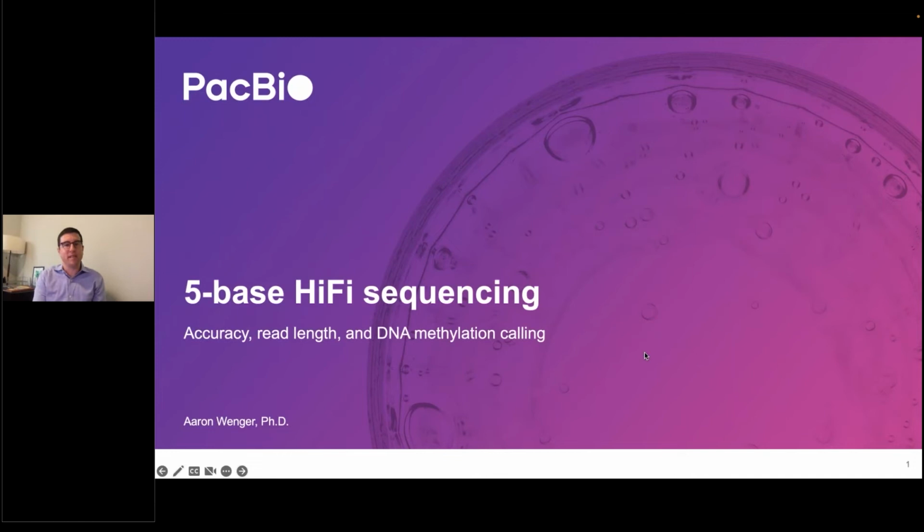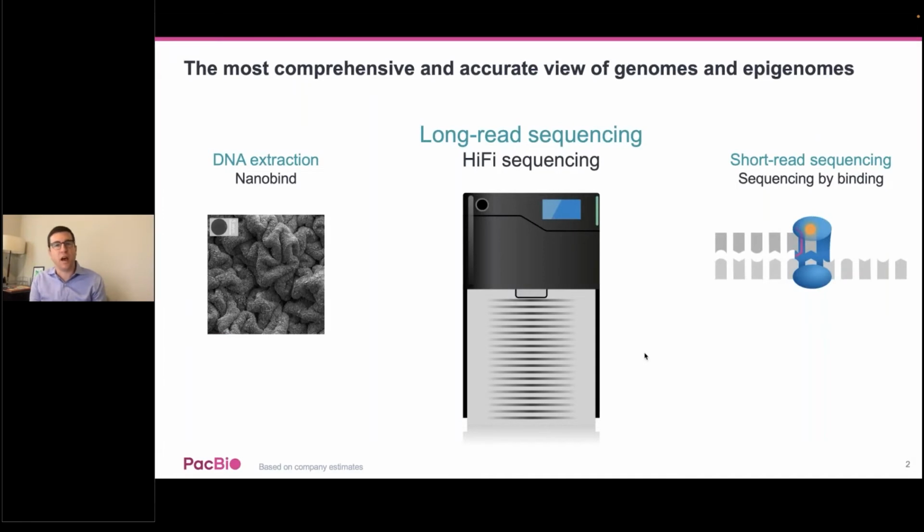As Matt said, I'm going to talk about PacBio's new Fiber-seq HiFi sequencing approach. Just as a higher level view of what we develop at the company, we have a series of technologies aimed at providing the most comprehensive and accurate view of genomes and epigenomes. Those include the Nanobind technology for DNA extraction, the HiFi sequencing technology that we are talking about today, and also an in-development short-read sequencing technology built around the technology of sequencing by binding.